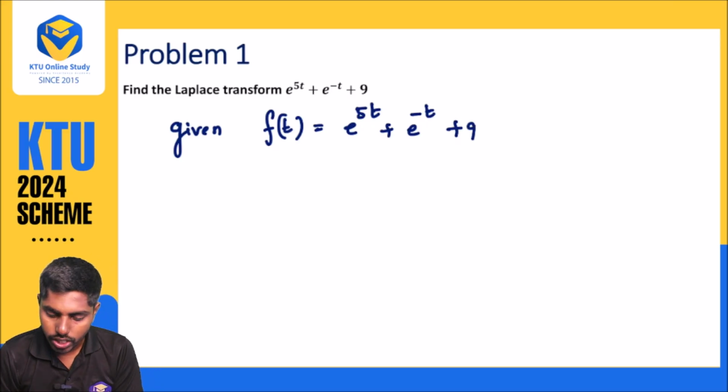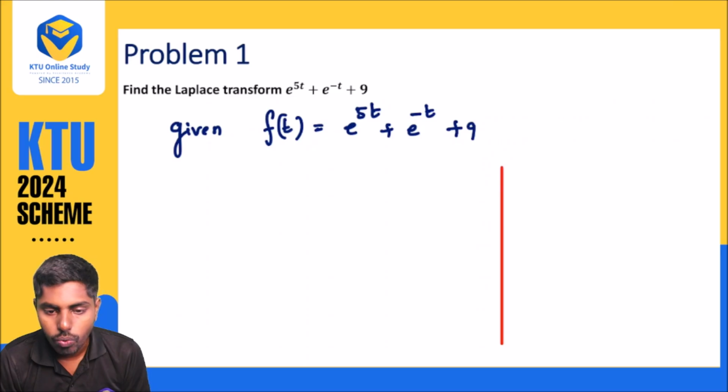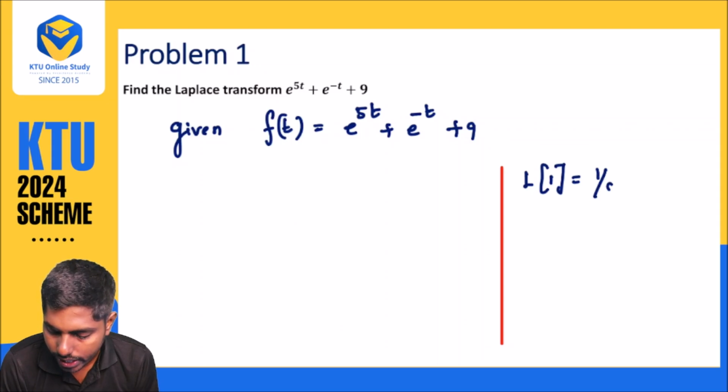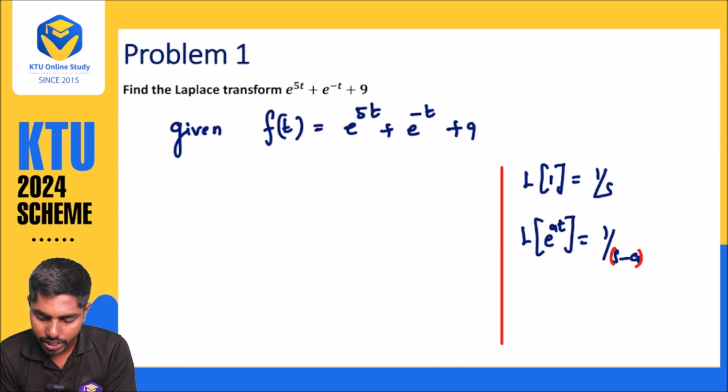So we know the Laplace formulas. The Laplace formula of L of 1 is 1 by s. And the Laplace formula of e power of at is nothing but 1 divided by s minus a. So these are the formulas. Here we have e power terms plus a constant term, so these are the two formulas we are going to use here.